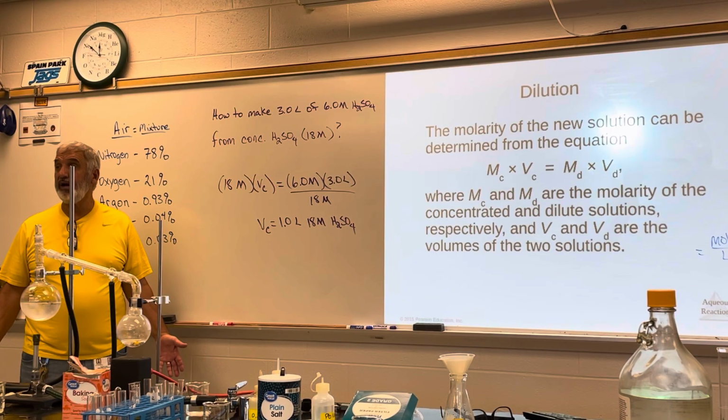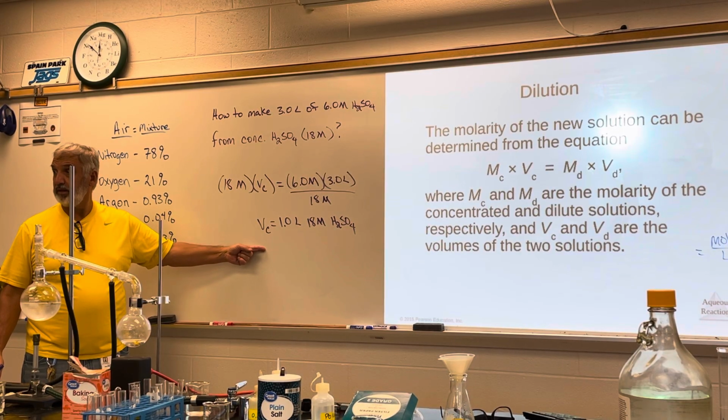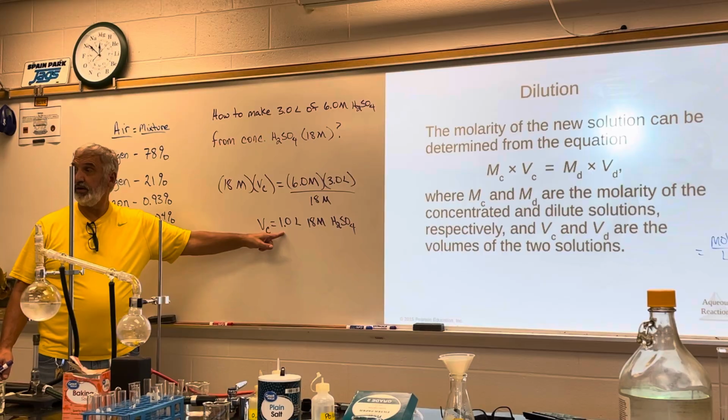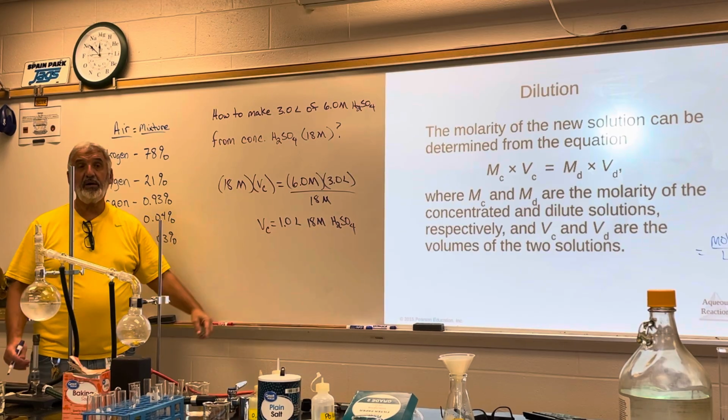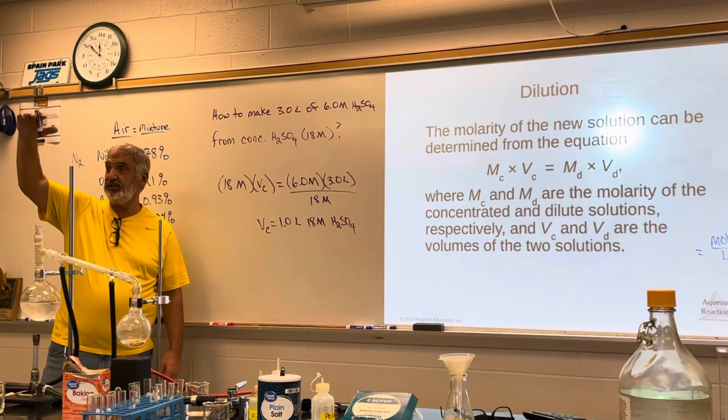So I measure out a liter of the H2SO4, and then I need to add enough water to it until it gets to 3 liters. Now the reality is I don't have a 3 liter container that I can just measure, so I'll probably do this 3 times. If I went to 1 liter, that's going to be 0.333 liters, or 333 milliliters. So I'll measure out 333 milliliters and then just add water until I get to a liter.